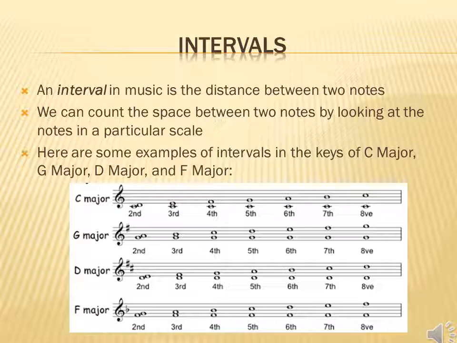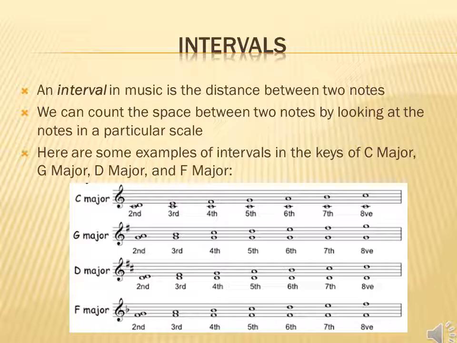The same thing happens in G major when we measure the interval between the first scale degree and each of the other scale degrees. So from the first to the second, we have a second. From the first to the third, we have a third. From the first to the fourth, we have a fourth. From the first to the fifth, we have a fifth. From the first to the sixth, we have a sixth. From the first to the seventh, we have a seventh. And from the first to the eighth, we have an octave.